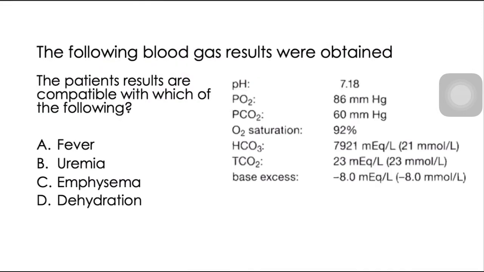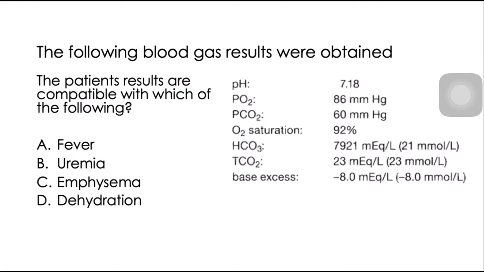Next, the following blood gas results were obtained. So the patient results are compatible with which of the following? So the pH here is 7.18. So there is a case of acidosis. No? Tapos, the PCO2 here, so unang lagi mo titingnan ay yung pH. Ngayon, kailangan mong hanapin kung ang nag-cause ba ay PCO2 or bicarbonate dun sa pH na na-develop. So again, nagkaroon nga po dito ng acidosis.